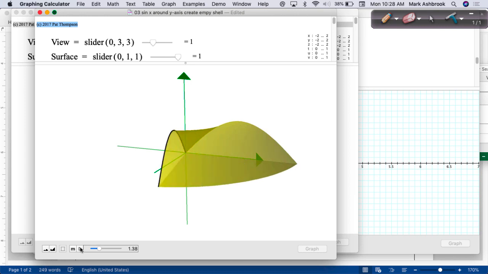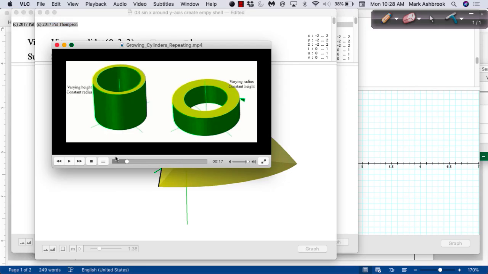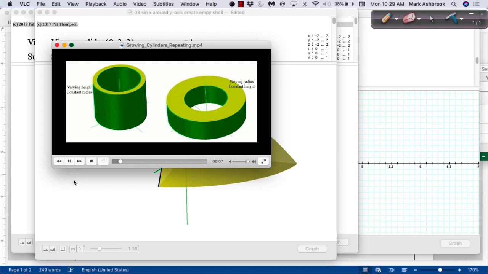So the question is, what are we going to fill these up with? What we're going to fill these shells up with is what's called right cylinders. This is a right cylinder, and as we fill up these shells, the cylinders are going to be growing in one of two ways in the current interval: either growing in height, up like that, or growing in radius, out like that.